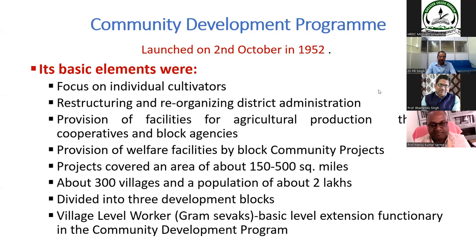Provision of welfare facilities by block community project. It means within the community development programs, we develop small block community projects for development of a specific block. Then the project area is also defined, like 150 to 500 square kilometers, and not more than 300 villages and population about 2 lakh. It means in the year 1952, our population is not more than 40 crores. So at that time, our villages numbered more than 5 lakhs, up to 20,000 villages.